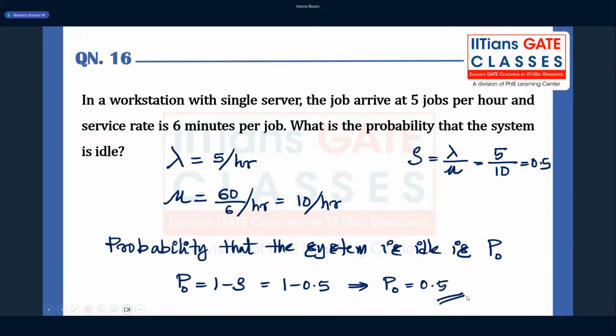That is probability again. Please remember, this is not a deterministic value. It's a probabilistic value. Half of the time, probably the workstation is idle. That's it. Very simple question, straightforward. Whenever we are discussing the queuing model, the first question we are going to solve is this only. Whoever has attended our classes will be able to solve this question within 30 seconds.